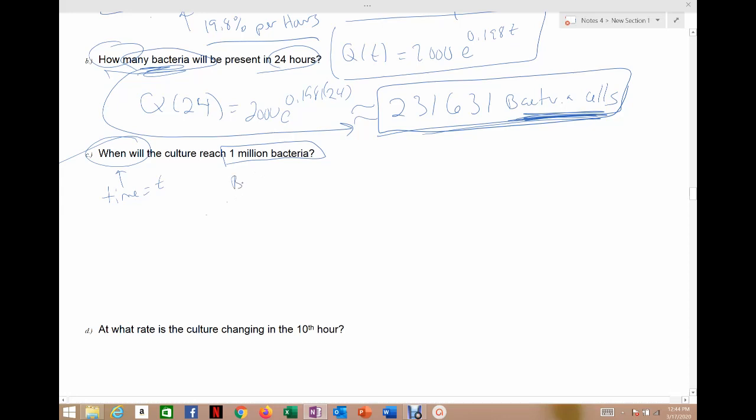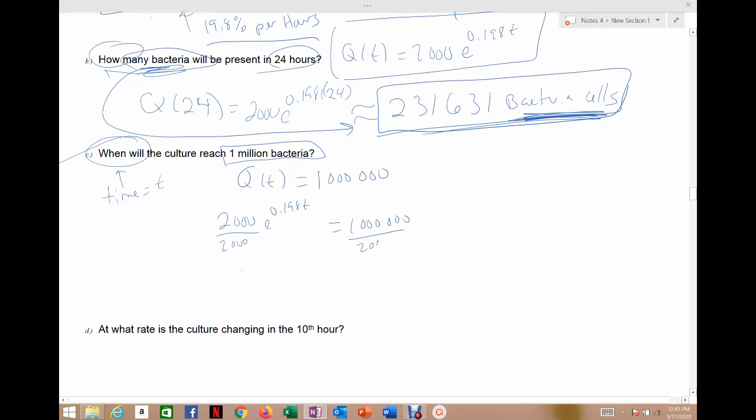So it means I'm going to take my equation for bacteria and set it equal to 1 million and solve for time. Alright, so my equation was 2,000 e raised to the k times time equals my goal of 1 million. Alright, and then solve like we've done in the previous examples. Isolate e, take the natural log to get down to t, and go from there.